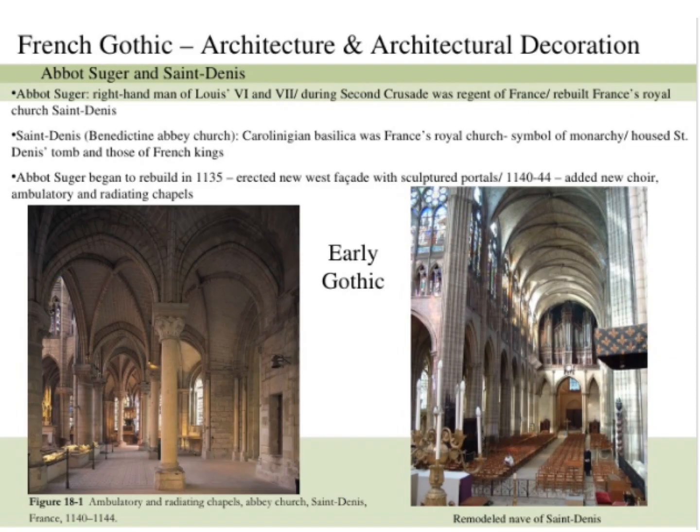So let's get back to French Gothic architecture. Abbot Suger is the head honcho here when it comes to French Gothic. He is the right-hand man of King Louis VI and King Louis VII. During the Second Crusade, he was a regent of France and rebuilt France's royal church in Saint Denis. Saint Denis was a Carolingian basilica and France's royal church. It was a symbol of the monarchy, and it housed Saint Denis' tomb and the tombs of the French kings.